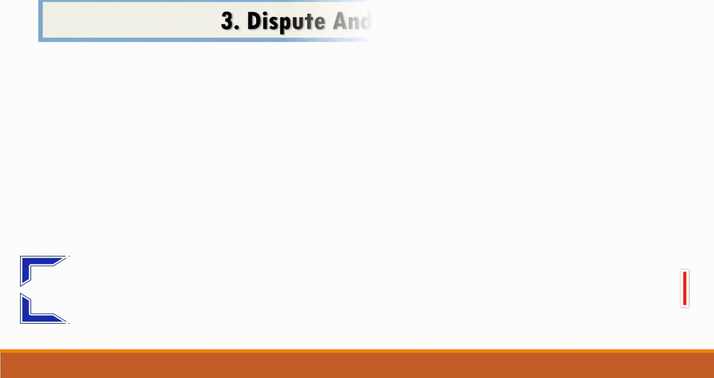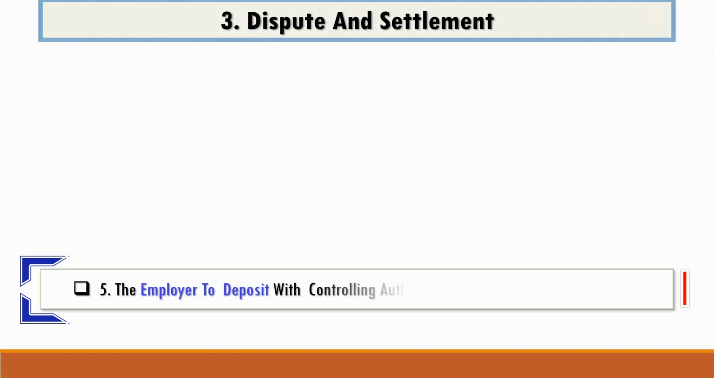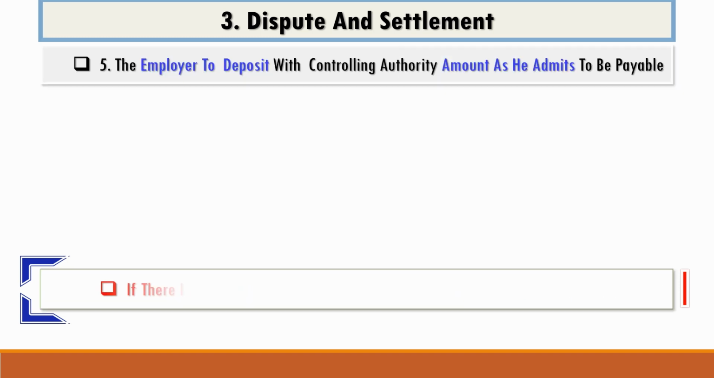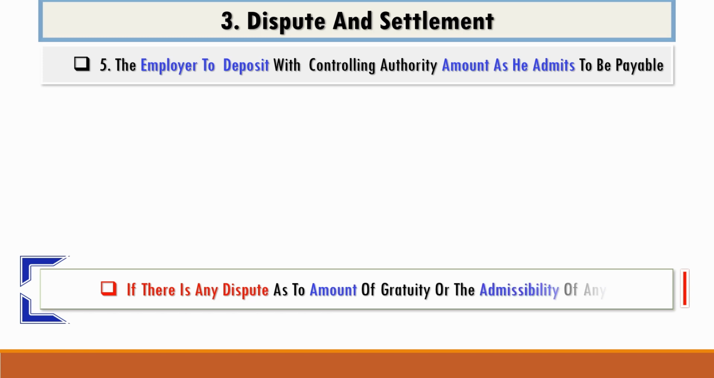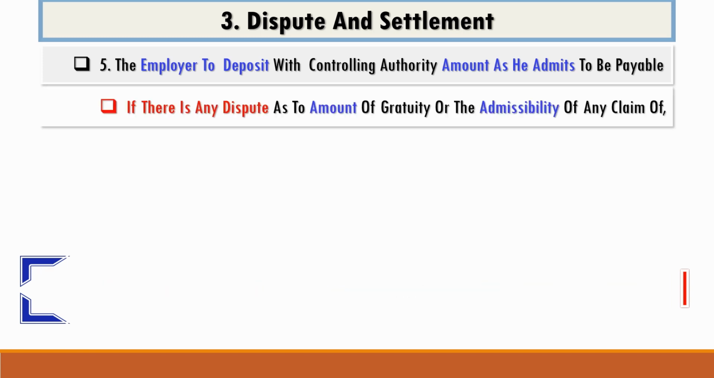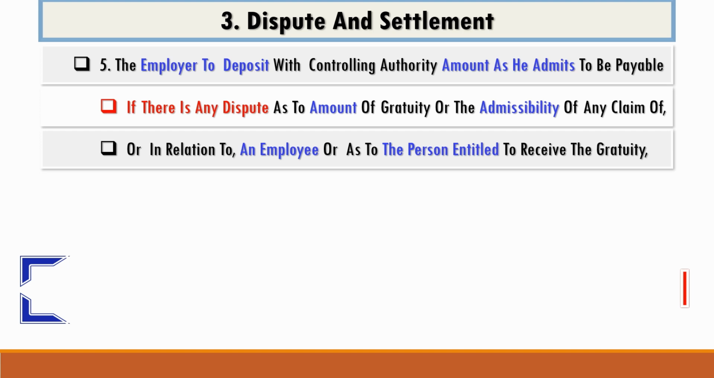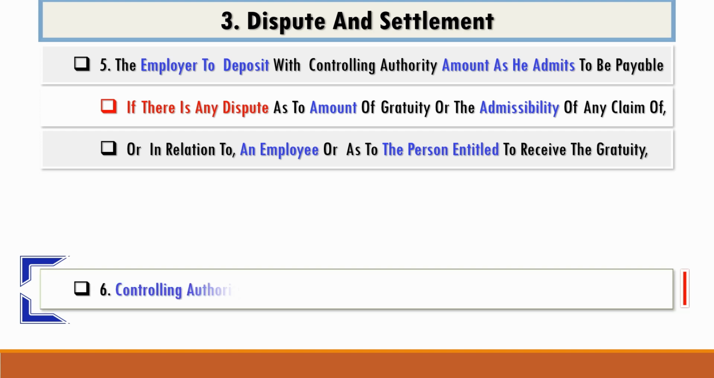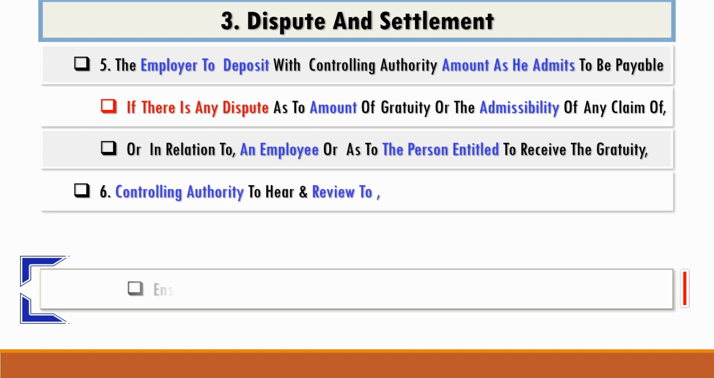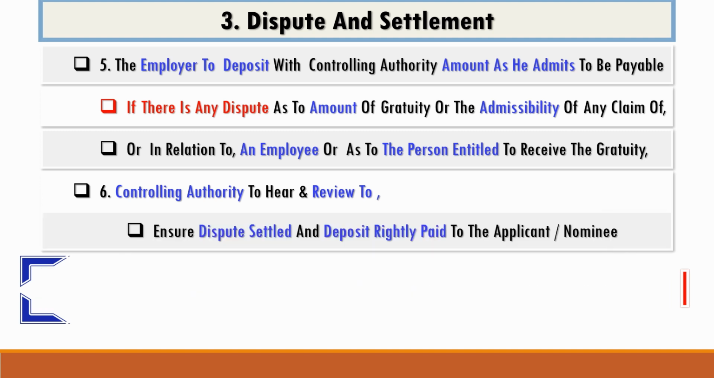controlling authority. The employer shall deposit with the controlling authority the amount as he admits to be payable whenever there is a dispute as to the amount of gratuity or on the admissibility of any claim, or in relation to an employee or as to the person entitled to receive the gratuity there is an issue. The controlling authority shall hear and review the case in order to ensure that the dispute is settled and the deposit is rightly paid to the applicant or nominee as applicable.